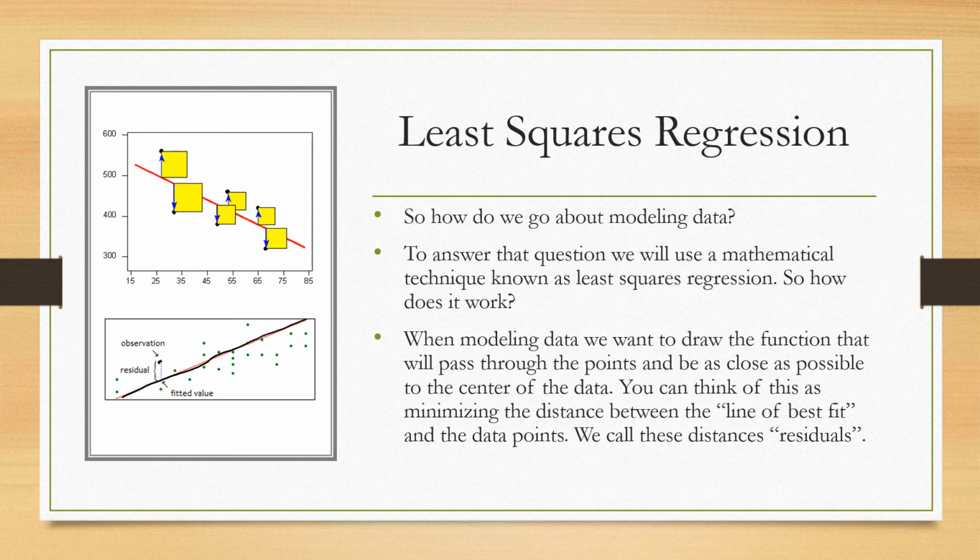So for example, here's the data point, and the distance from this to the line of best fit is known as a residual. We can actually create a square based on that residual, and the least squares regression technique minimizes those squares, which we know gives us the best line of best fit.